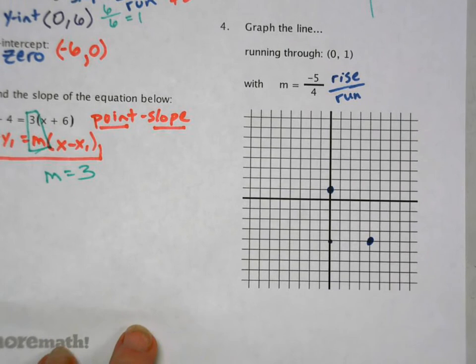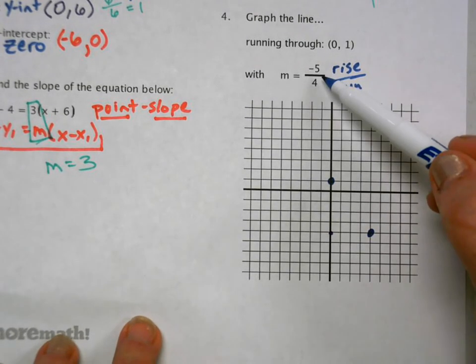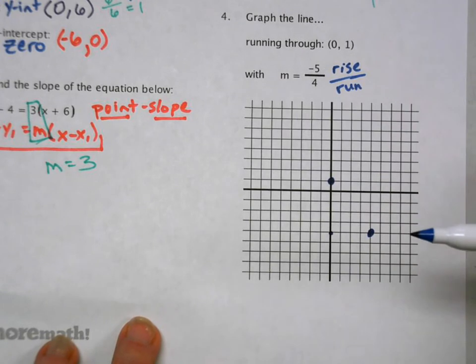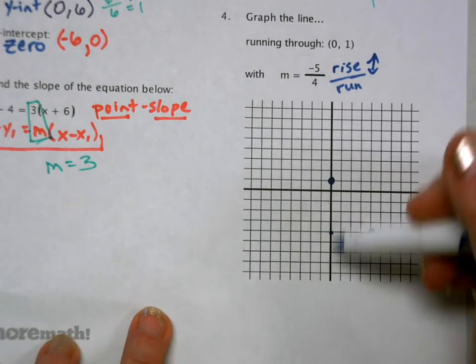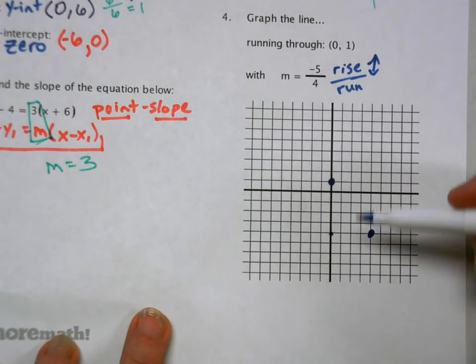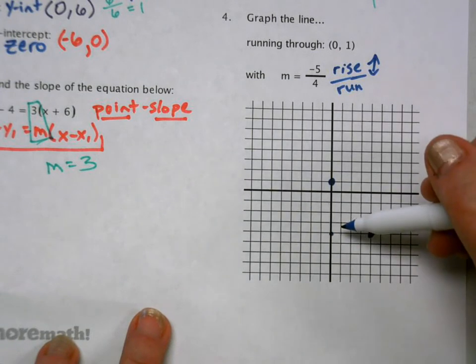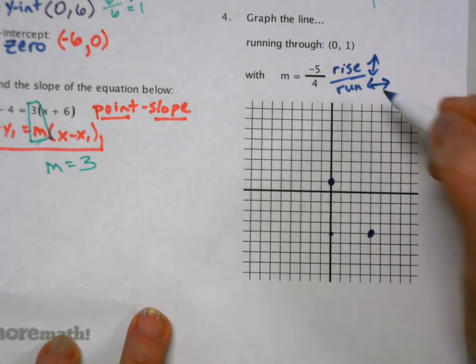Hold up. Why did we go down -5? Because the slope right here tells me -5 over 4. It's -5 y. -5 is your rise. So your rise does go up and down. Yes, it's how your y's change. The rise is how your y's are changing. And the run is how your x's are changing.